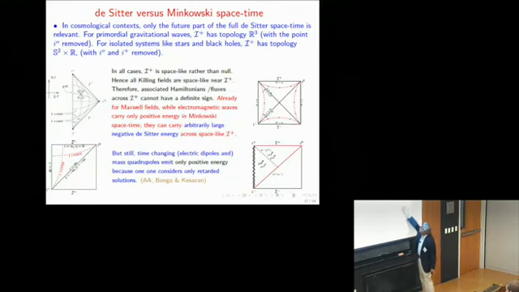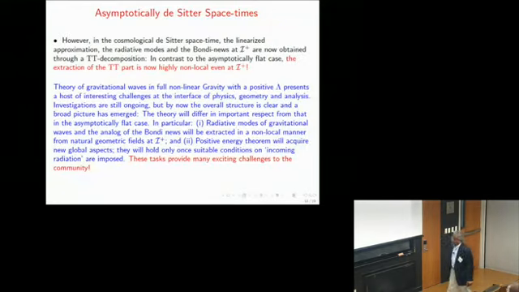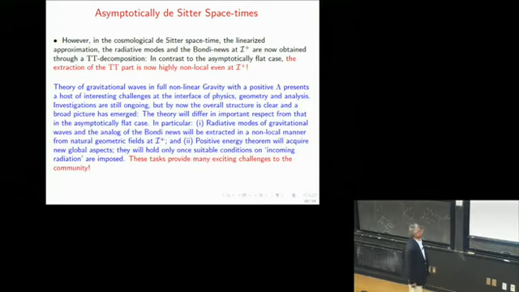So even though arbitrarily negative energy is allowed, it is actually never realized. So the last slide, I just want to summarize what is happening up here. In cosmological de Sitter space-time, in the linearized approximation, the radiative modes as well as the Bondi news at Scri are now obtained through a transverse-traceless decomposition. And in contrast to the asymptotically flat case, the extraction is now highly non-local.